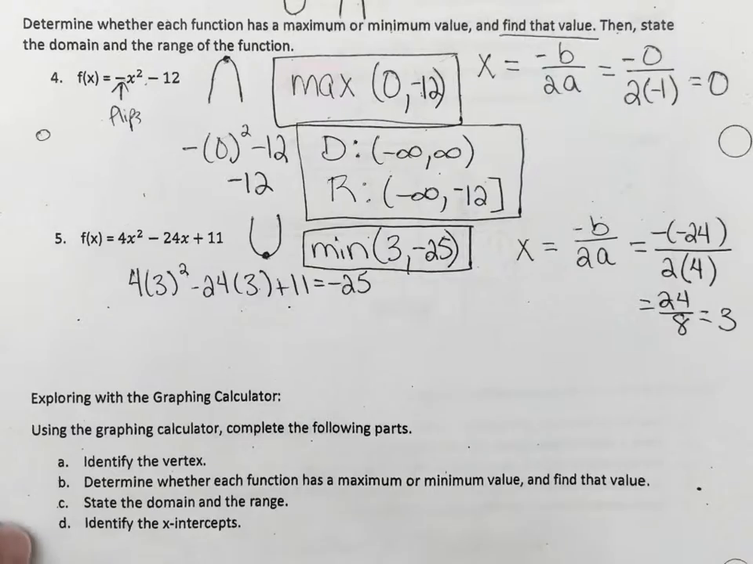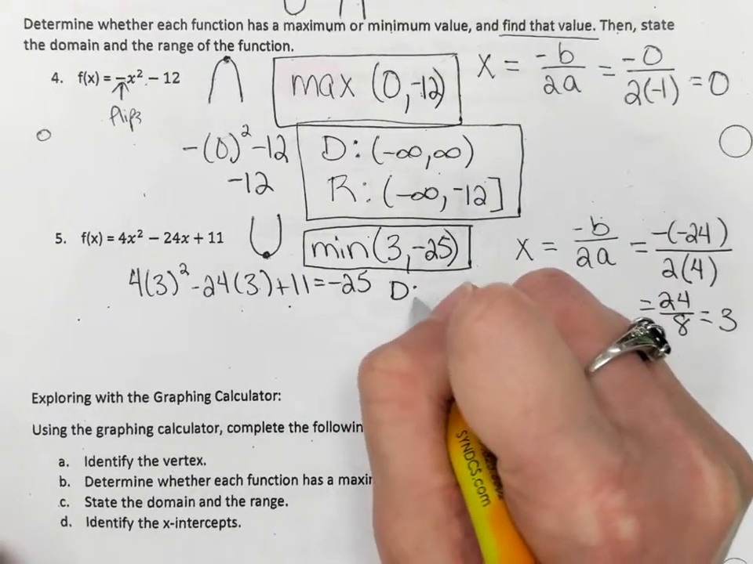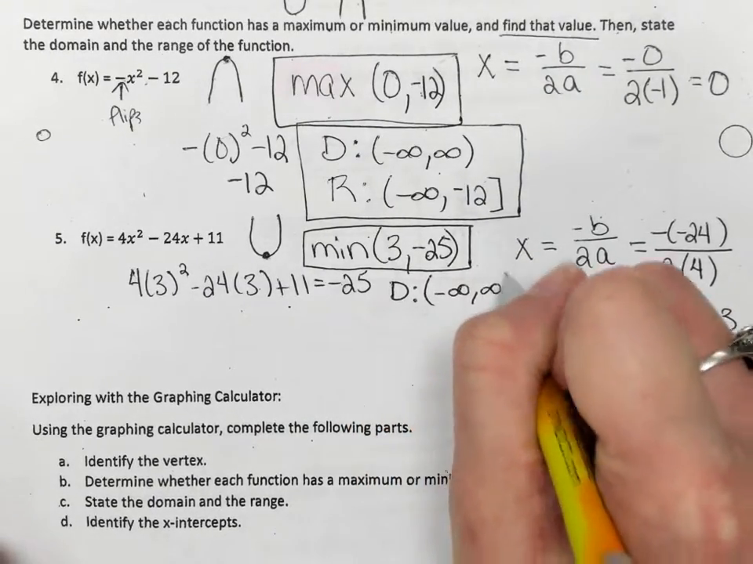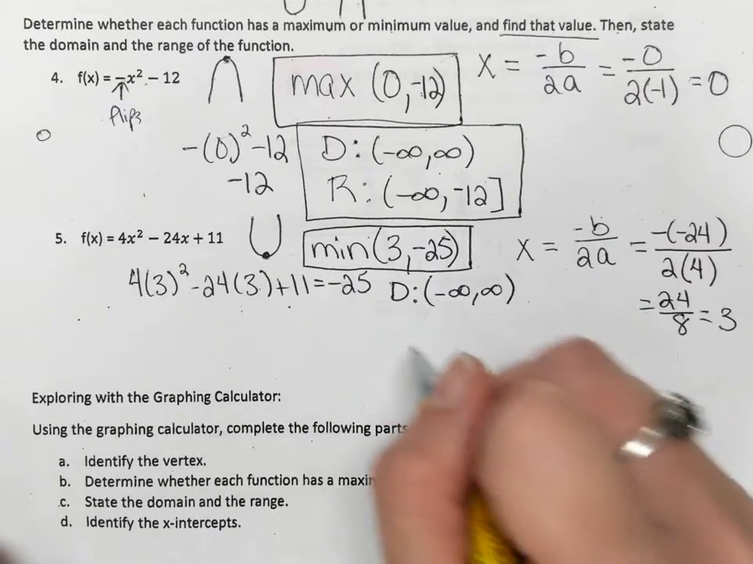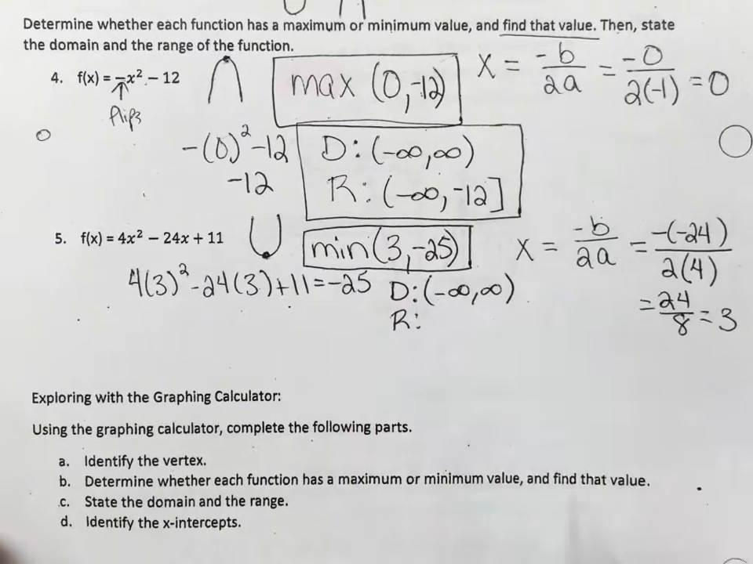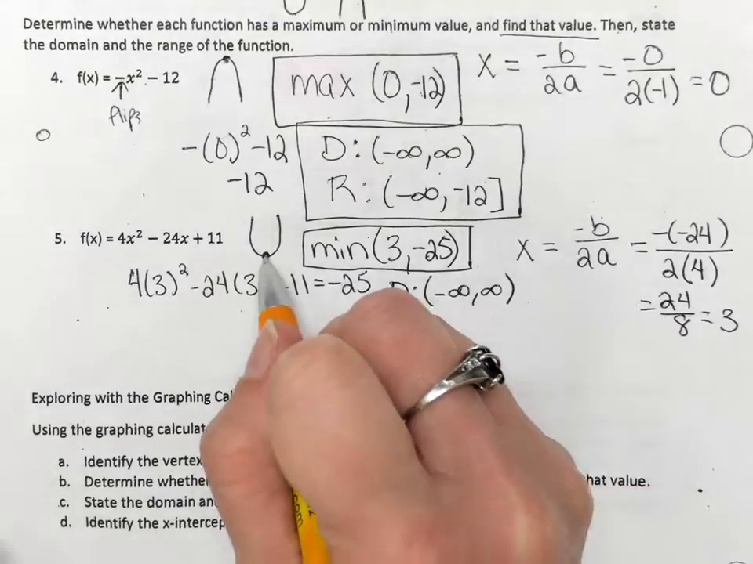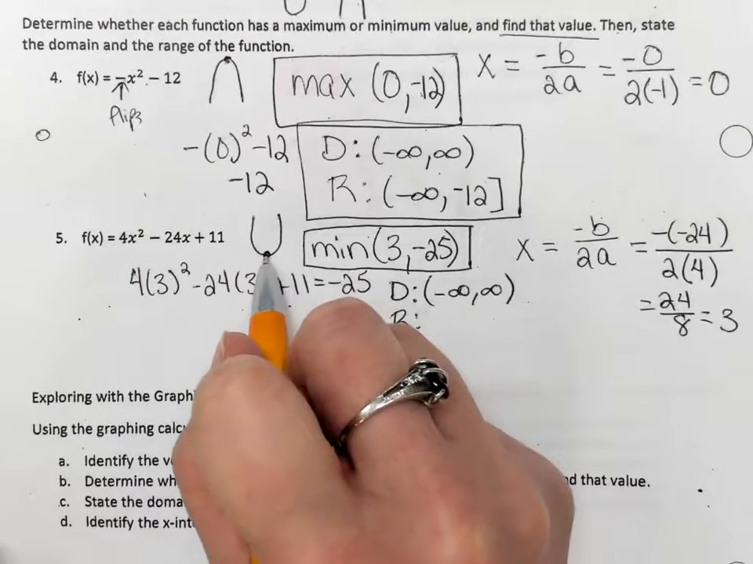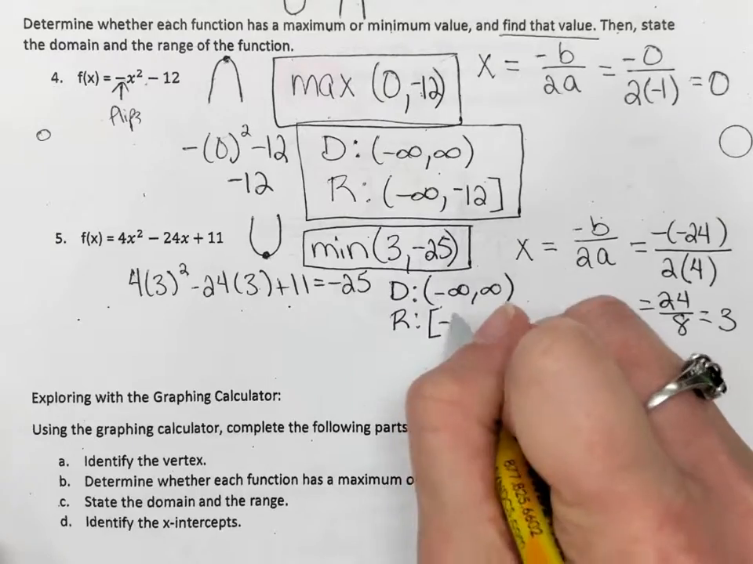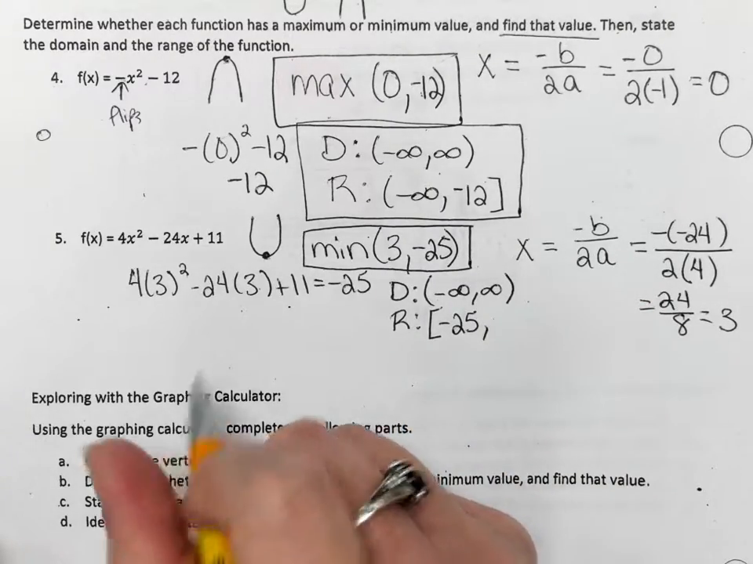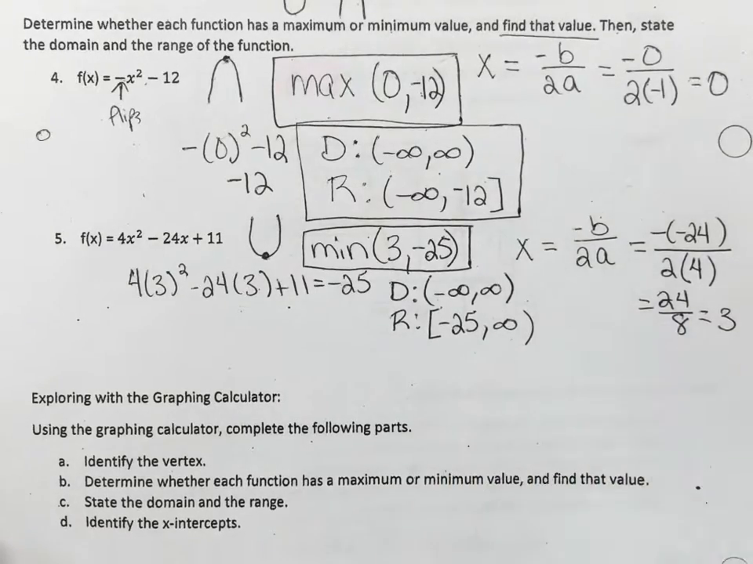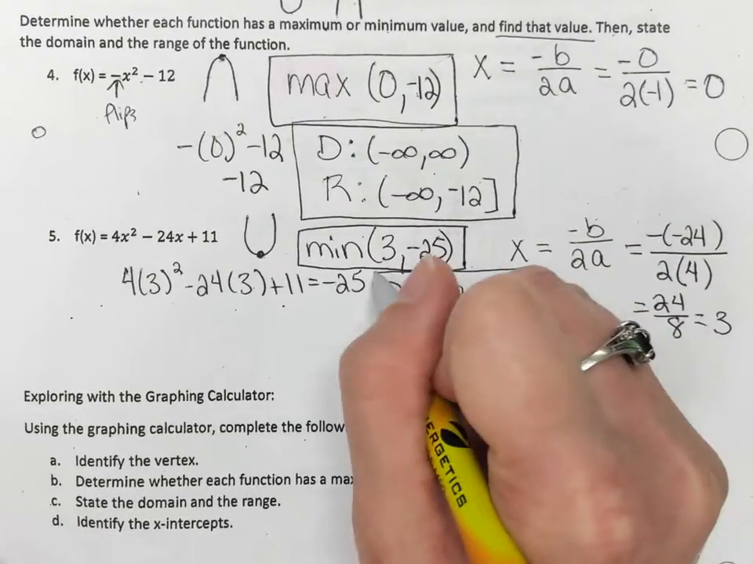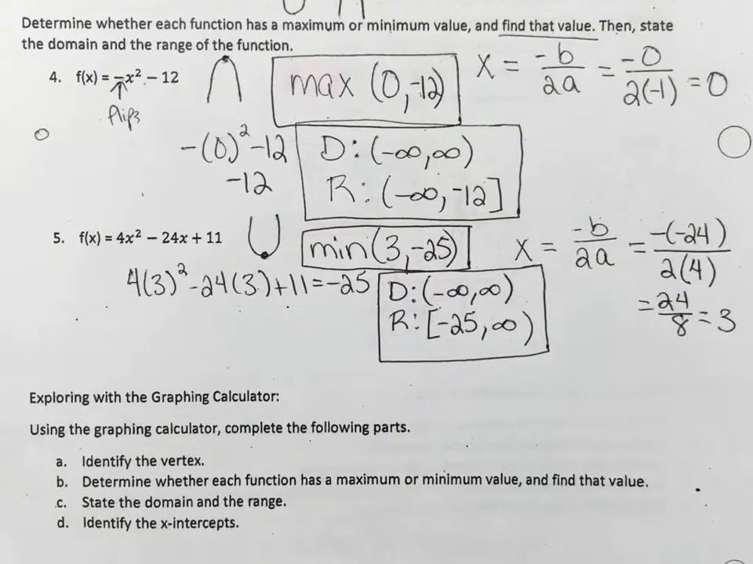All right, what else did it say? It said find the domain and range. Every single time, what's the domain? Negative infinity to positive infinity. Every single time. Never, ever, ever going to change. All right, your range is from bottom to top. What's the bottom most y value? Negative 25. And then where does it go up to? Positive infinity. And infinities always get a parentheses. Are y'all okay?